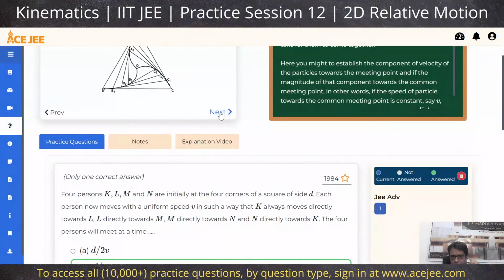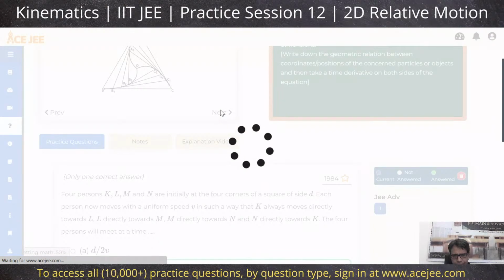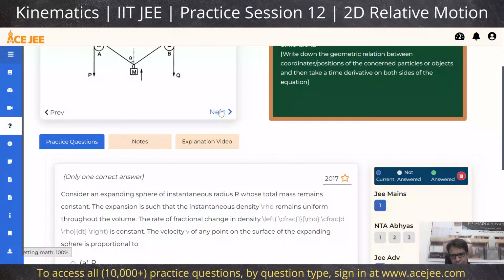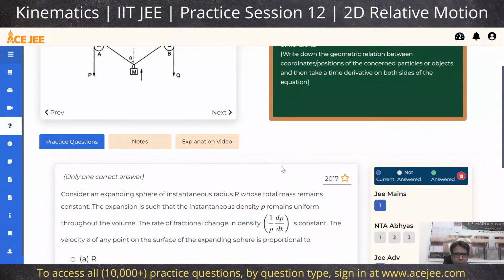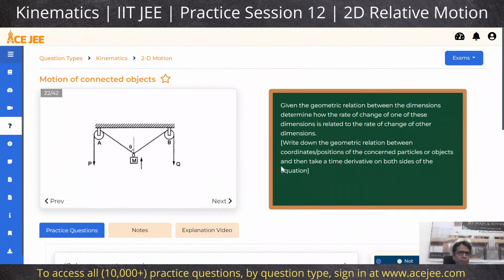Let's move to the next one. So we'll look at the motion of connected objects. We will have a thorough session on this tomorrow. But for today, I just want you guys to get warmed up a little bit, right? So let's look at this scenario.